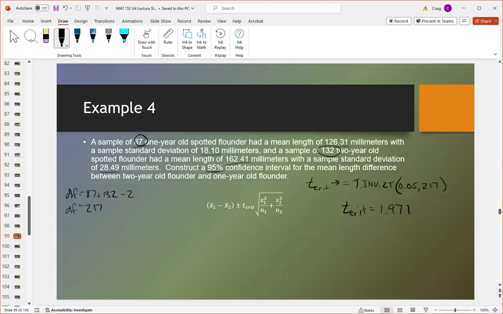And so now, if we want to construct this 95% confidence interval, we need our mean difference: the mean of the first group, 126.31, and the mean of the second group, 162.41. Since we're just comparing the two, let's flip those around just to make that difference positive. In general, it would not matter. It's just a little easier to talk about. So this is x2, or n2, I'm sorry, and this one would be n1, plus or minus our critical t-value, 1.971.